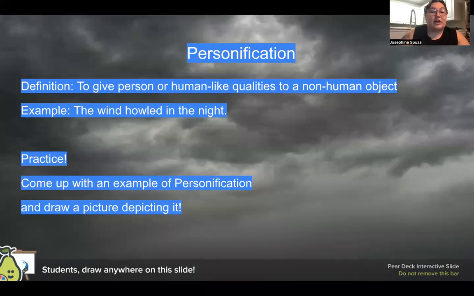Then we get into personification. So for this one, they get to draw a picture. So they're going to be coming up with an example of personification and then drawing a picture to depict it.